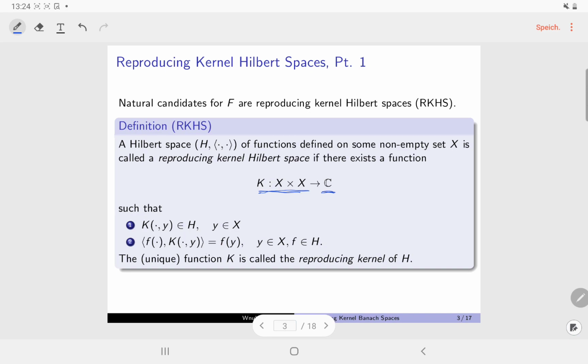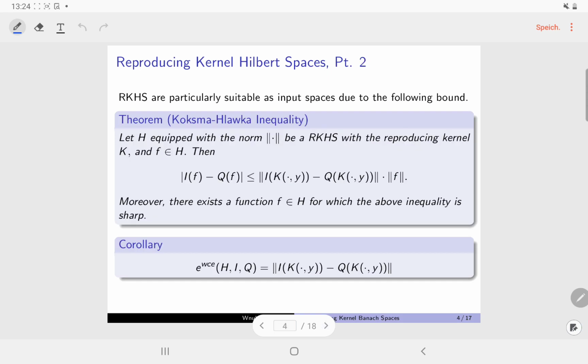Now it may be easily shown that if for a given Hilbert space H such a function K exists, then it is unique. And this unique function is called the reproducing kernel of H. So why do we like reproducing kernel Hilbert spaces? We like them because we have a nice and explicit worst case error formula if the input space is a reproducing kernel Hilbert space.